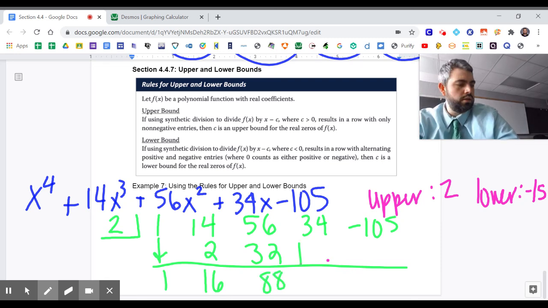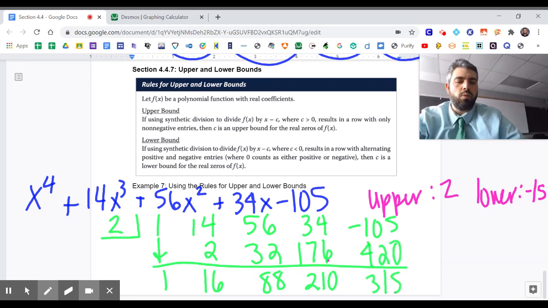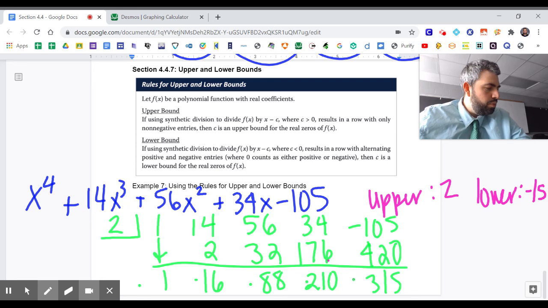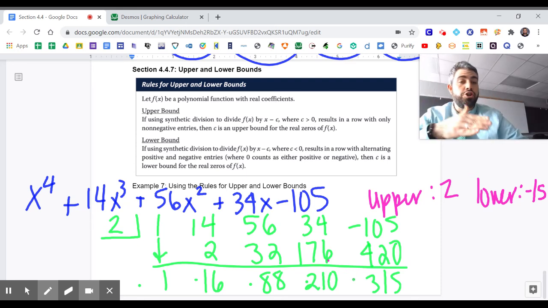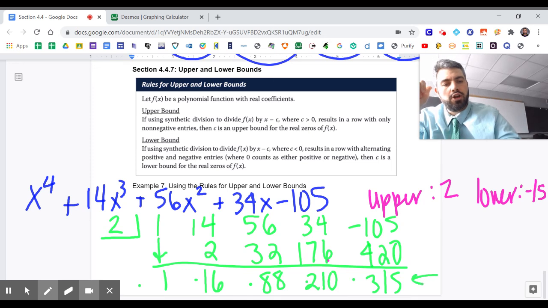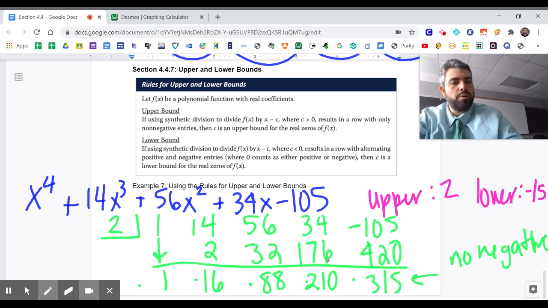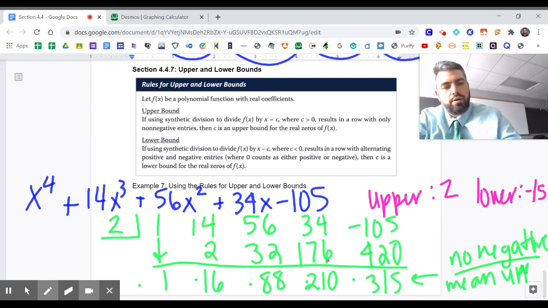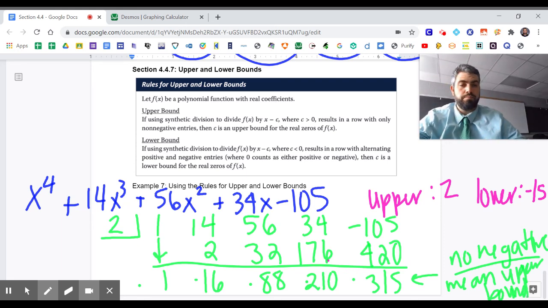Multiply by 2 is 176. Add down, it's going to be 210. Times 2 would be 420. And I get 315. Now, what do you notice about all of these numbers right here? All of those numbers end up being positive, right? Because there are no negative numbers on the bottom, we know for sure 2 would be an upper bound. No negatives means it's an upper bound. That's good to know.